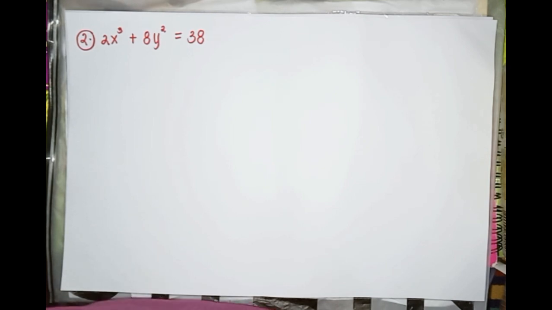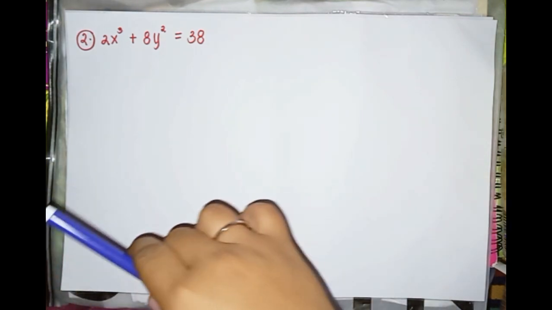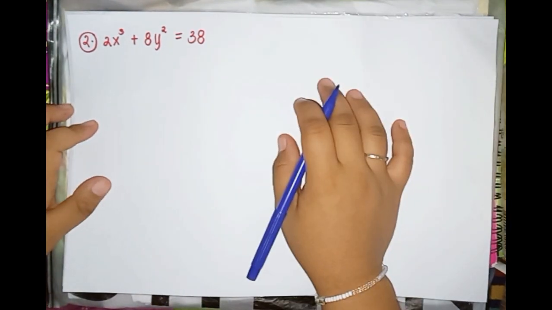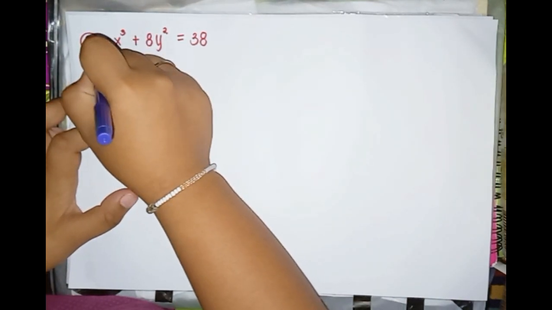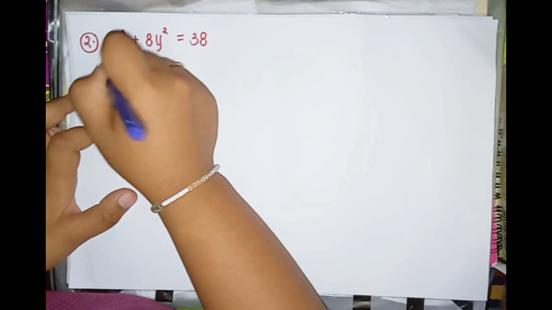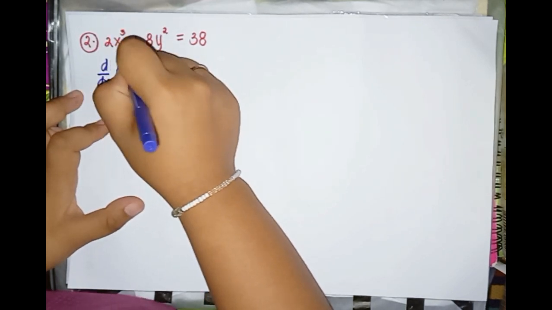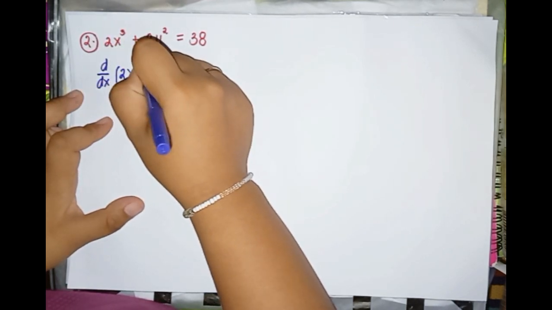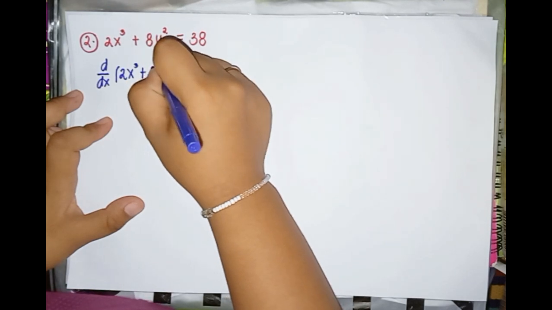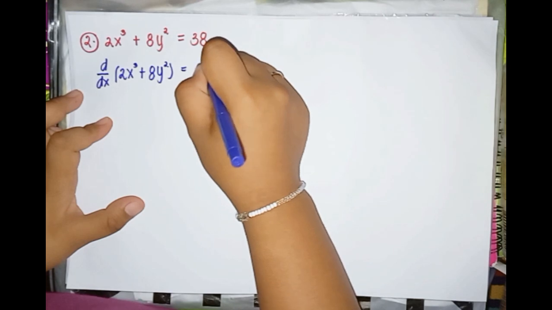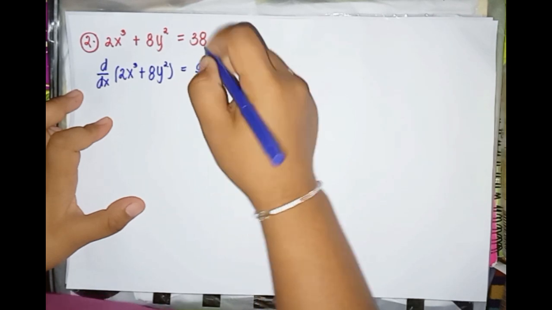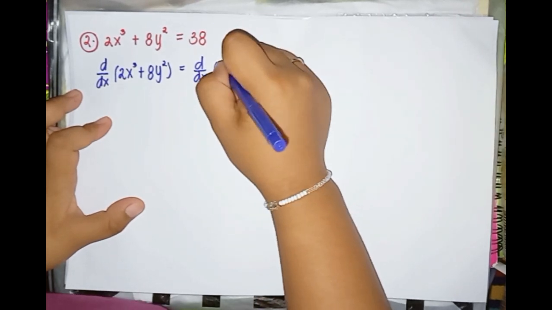Alright, now let's proceed to our second example. So we have 2x cubed plus 8y squared is equal to 38. Now we know what to do. First, we are going to get the derivative of both sides. So we have d over dx of 2x cubed plus 8y squared is equal to d over dx of 38.